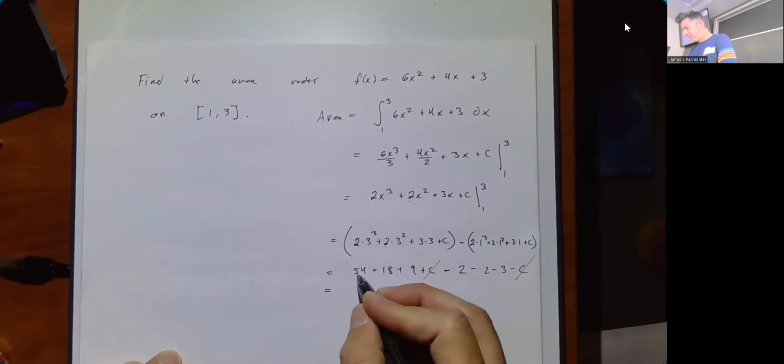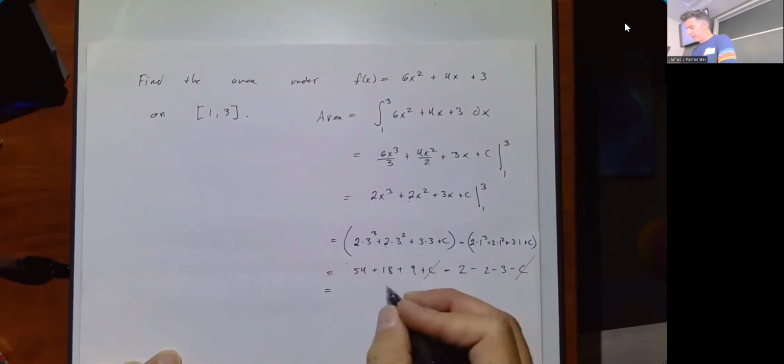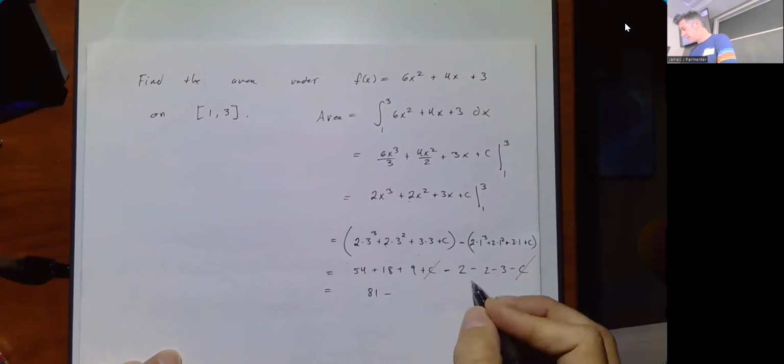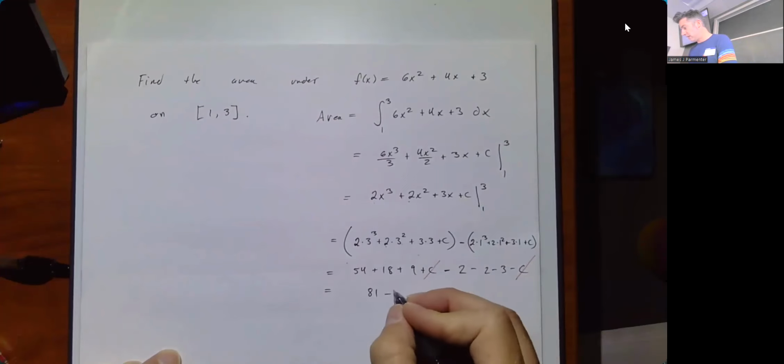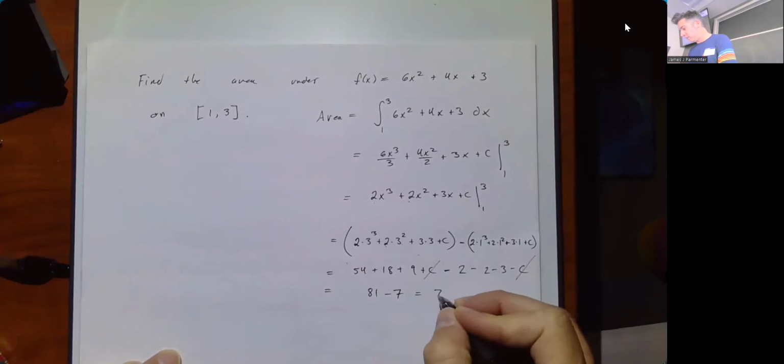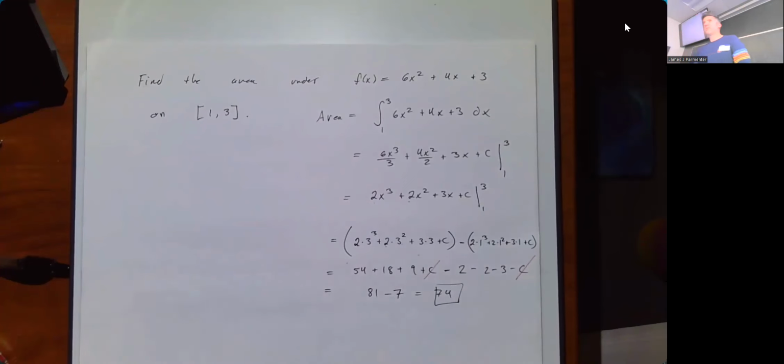Finishing this up, 54 plus 18 is 72, plus 9 is 81, minus 2, 2, 3 is minus 7. So you end up with 74. Great. So that's the answer we're hoping to get when we do it the long way.